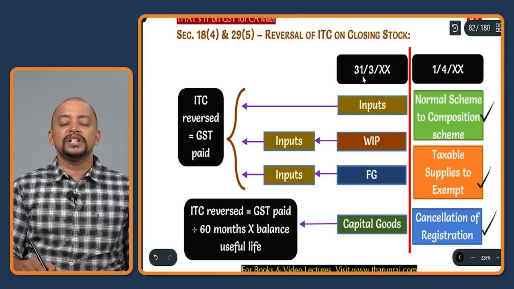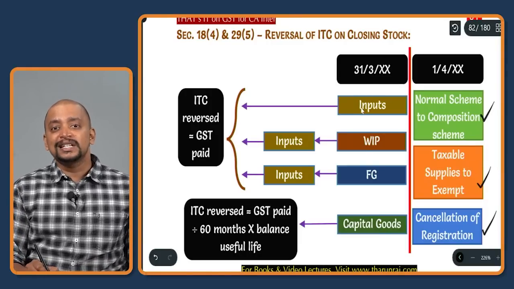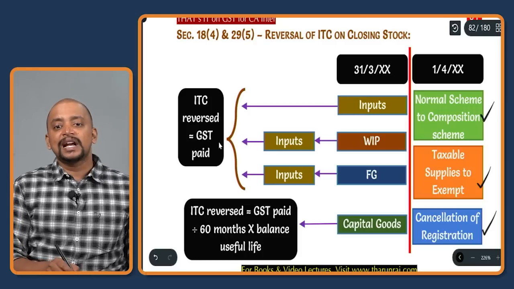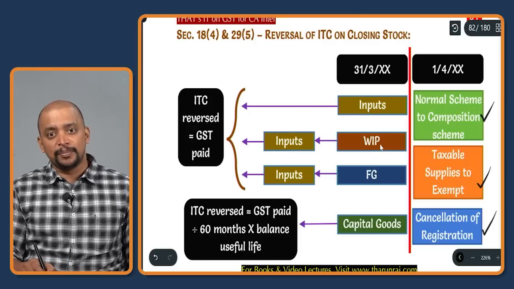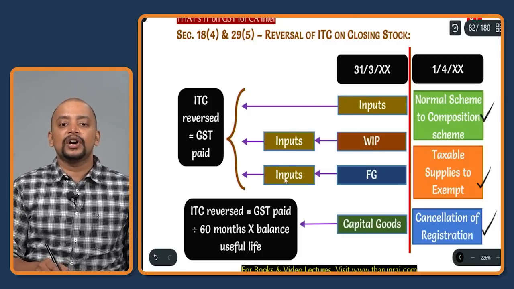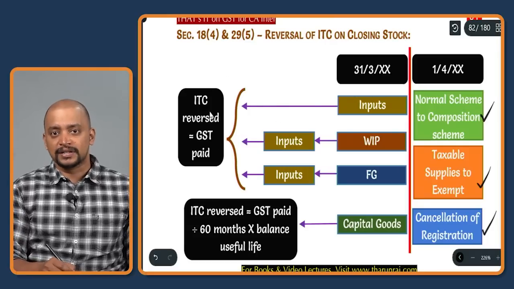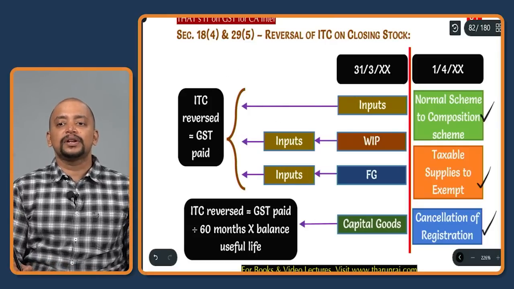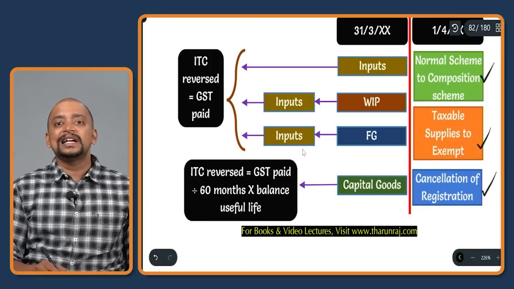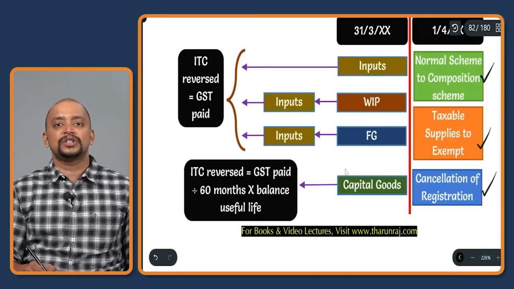So before that date we need to see the closing stock. Whatever ITC we availed on inputs, and whatever ITC we availed on inputs which are in WIP in stock, and whatever ITC we availed on inputs which are in FG in stock, that ITC availed we need to reverse. Then in case of capital goods, how will the reversal be? Total ITC divided by 60 months into balance useful life.